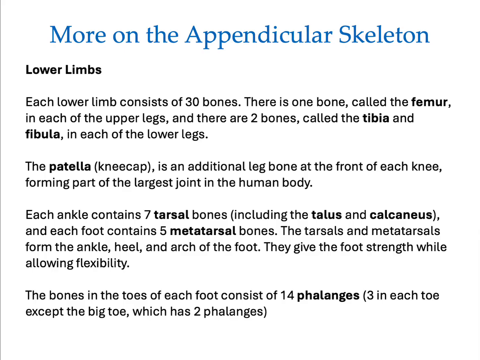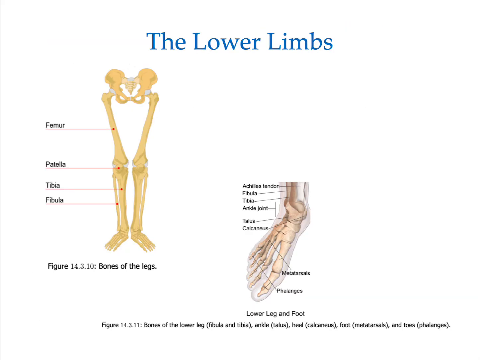while allowing flexibility. The bones in the toes of each foot consist of 14 phalanges, 3 in each toe except the big toe, which has 2. And here are the lower limbs. You'll look at some of this in your lab this week.